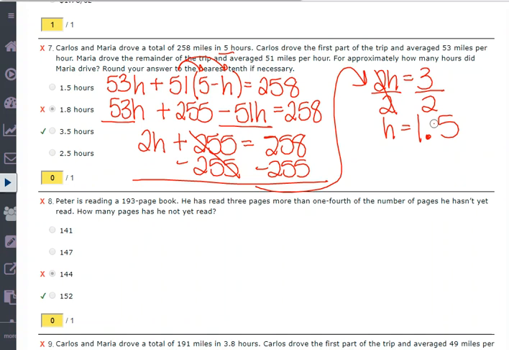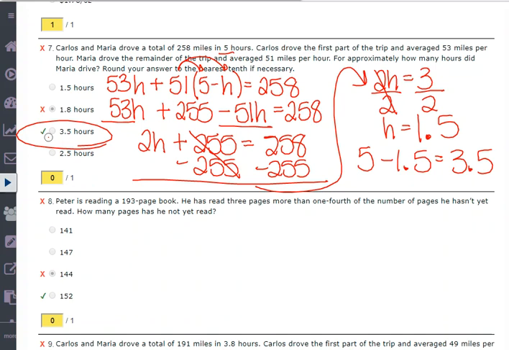Except when we go back to the original problem, H actually represented the number of hours that Carlos drove, and we're asked to find how many Maria drove. So now we need to do 5 minus 1.5, and that gives the answer of 3.5, which is the correct answer for the hours that Maria drove. I'm going to leave that on the screen. Remember, in these videos, feel free to pause if I'm going too fast, or even rewind if you want to watch something again.